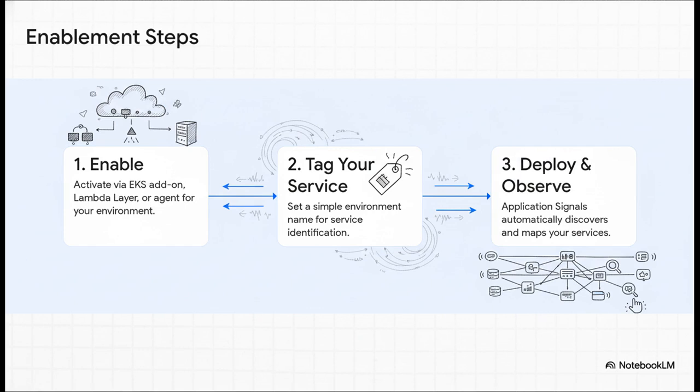First, you enable the integration for whatever your environment is, Kubernetes, Lambda, you name it. Second, you give your service a name using a simple tag so it can be identified, and then you just deploy. Application Signals literally takes over from there, discovering and mapping everything for you.